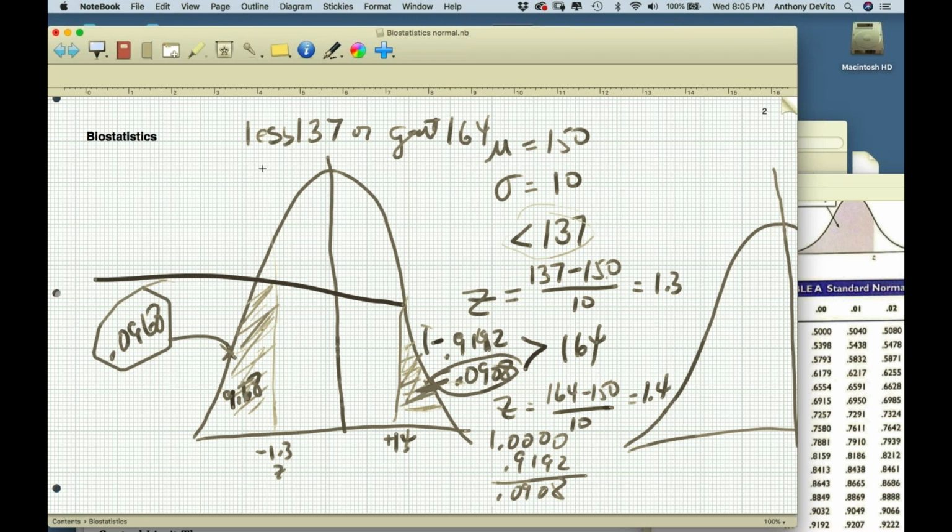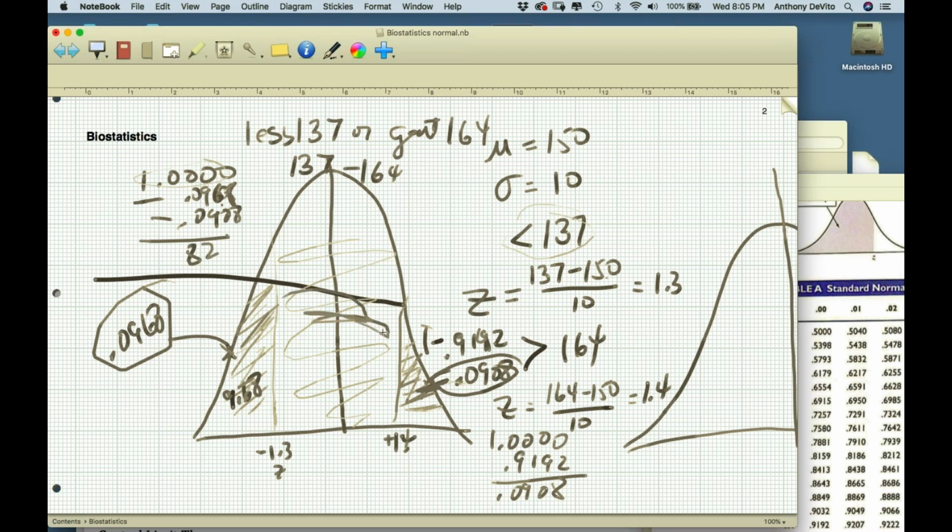What's the probability of randomly selecting someone who is between 137 and 164? Well, it's going to be the area in the middle here, which is going to be 1 minus each of these two numbers combined, minus 0.0968 and 0.0908, right? Subtracting both of these from there, leaving about 82% to be in between these two, right?